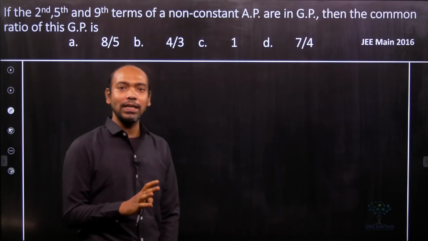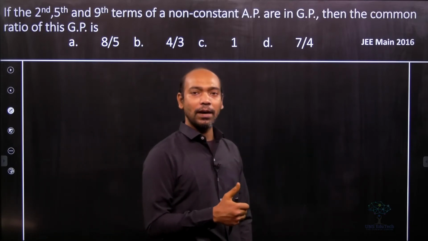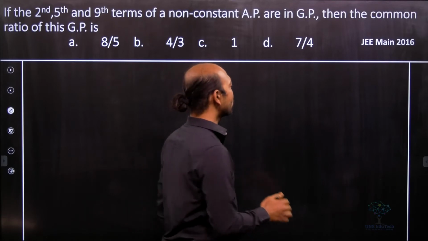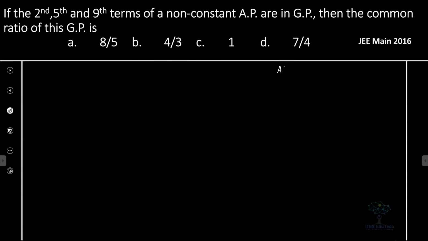So for the AP series, what do you have to understand? The first term and the common difference. So let's go ahead. For this AP, we consider the first term as A, and the common difference is definitely D. So I write common difference D for it, okay? So that we understand.